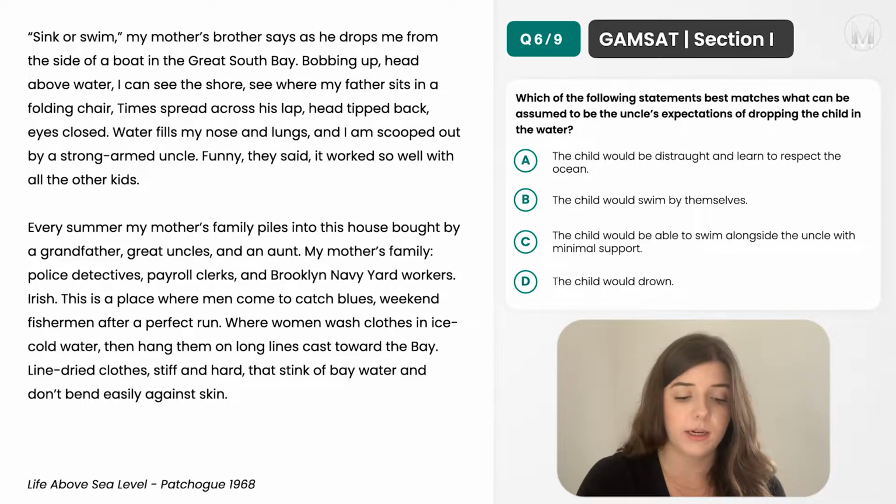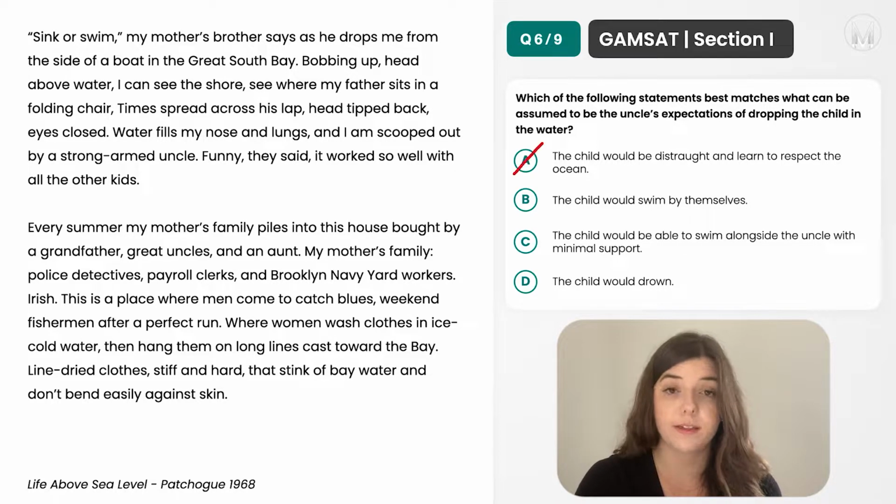So we assume here that the plan was that he would learn to swim. Even as the uncle first stated at the beginning, sink or swim. So the plan was to actually teach him how to swim with this. So he definitely did not want the child to be distraught and learn to respect the ocean. There's nothing to support this. So option A can be eliminated.